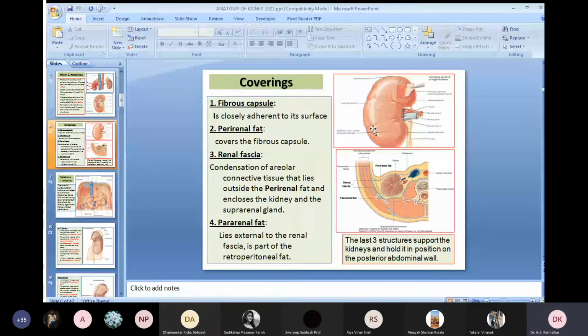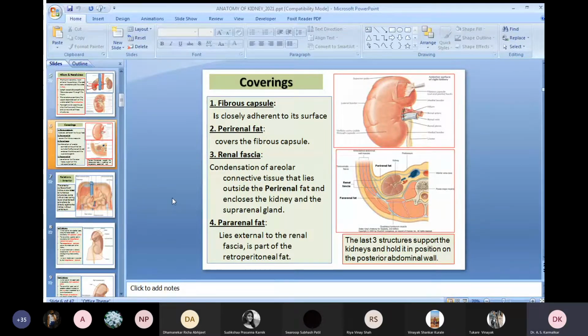And next is the para, that is outside the renal fascia. It is called the pararenal fat, which acts like a cushion. So it will keep the kidney in position. While movements are there, it will keep the kidney in position. It acts like a cushioning material. That is the pararenal fat. So these are the different coverings.